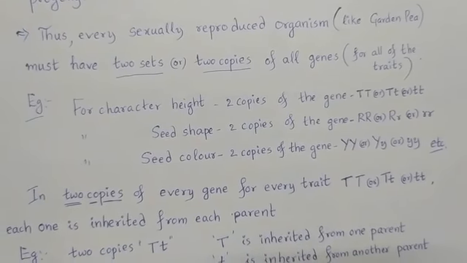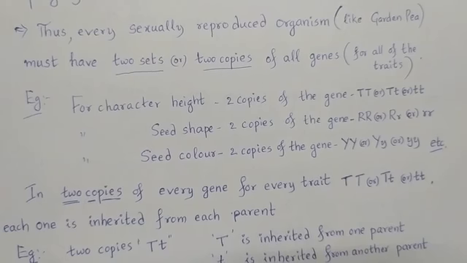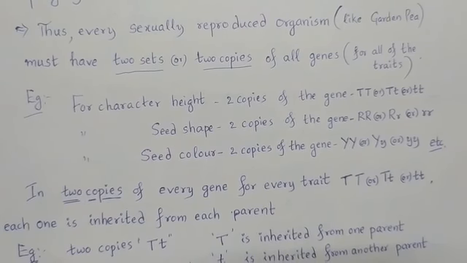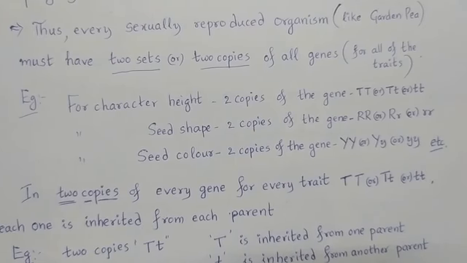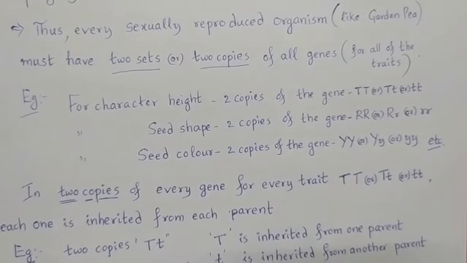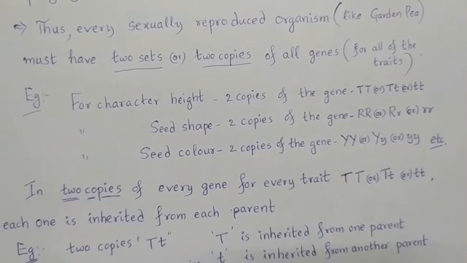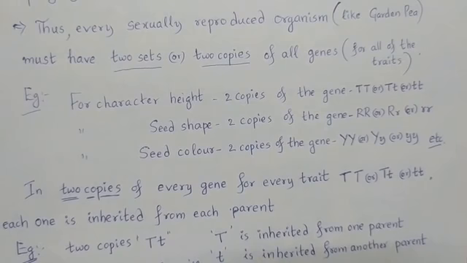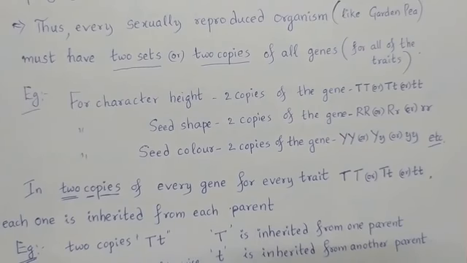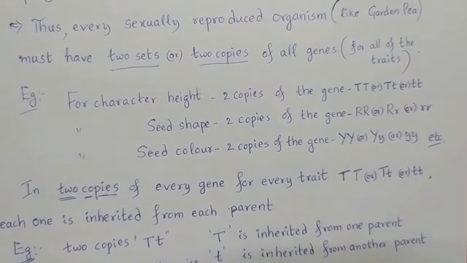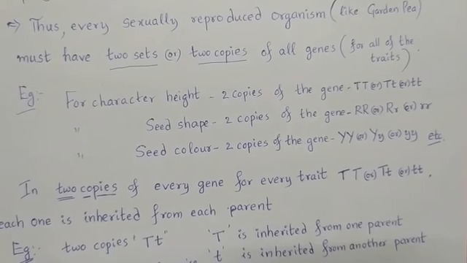Thus, a sexually reproduced organism like the garden pea plant must have two sets or two copies of all genes. For every gene, two sets of genetic information. Like this, for how many genes is it present? For all of the genes, two copies. So each gene is contributing one trait or character. So all genes means all the characteristics and their traits. For every characteristic, two copies of genes are present.